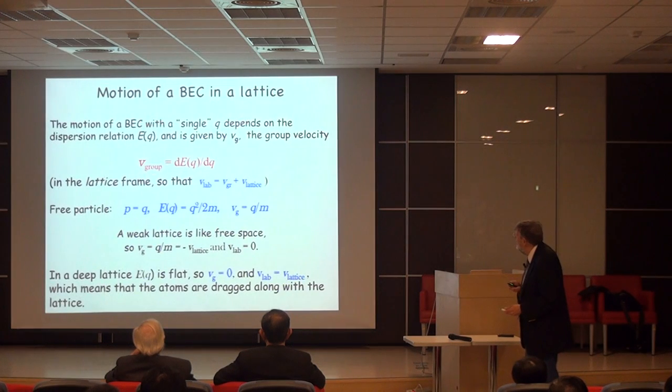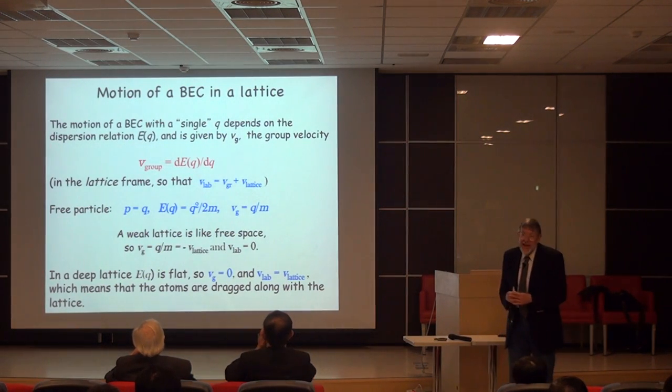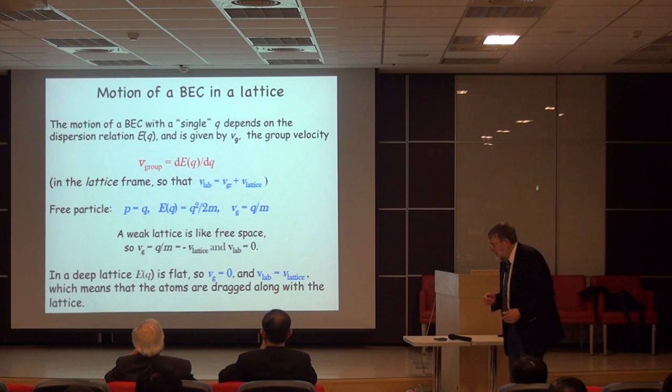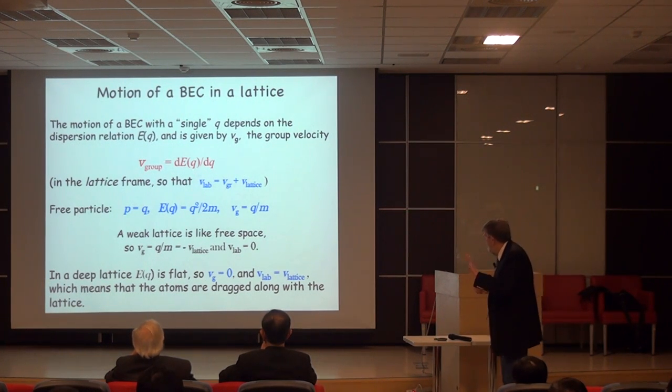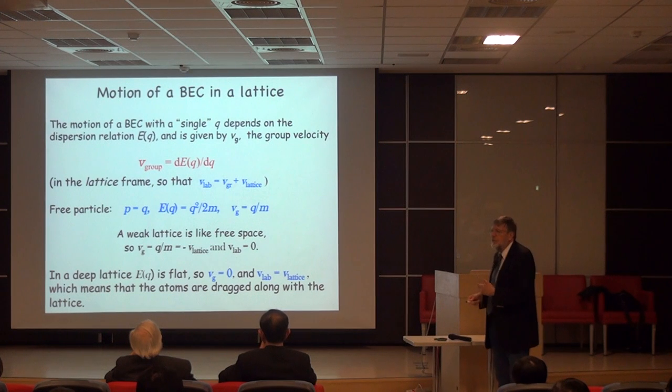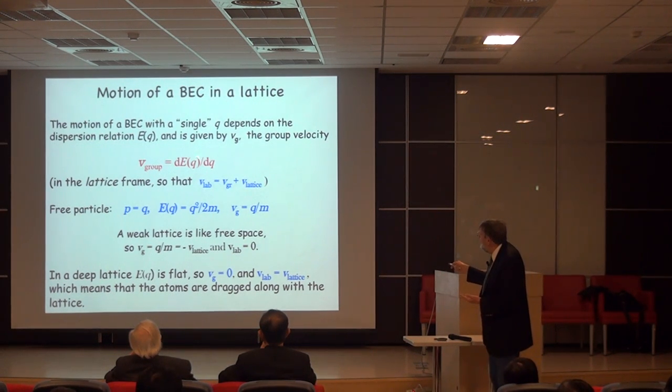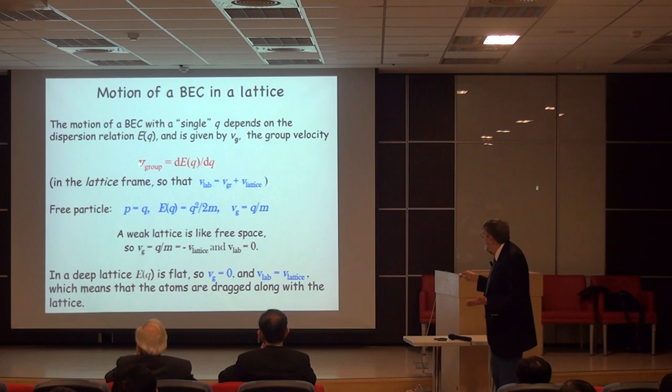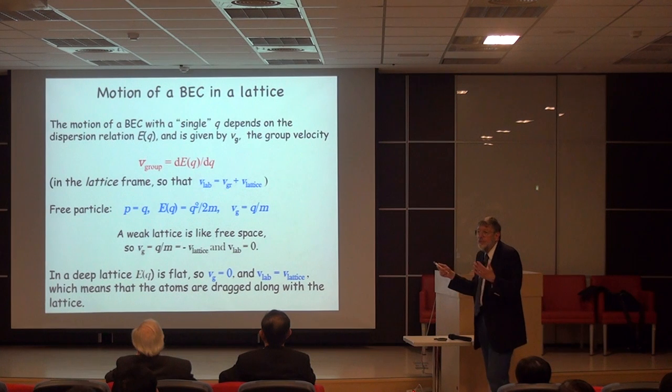Now, how do different Bloch states move in this lattice? Again, this is something that is well understood from the quantum mechanics of condensed matter, but let's just go through it. The way in which something moves can be characterized by its group velocity. And the general expression for group velocity is that we want to take the derivative of the energy as a function of momentum with respect to momentum. Now, it works the same way in a lattice where the momentum is quasi-momentum. I just take the derivative of the energy with respect to momentum, and that gives me the group velocity.